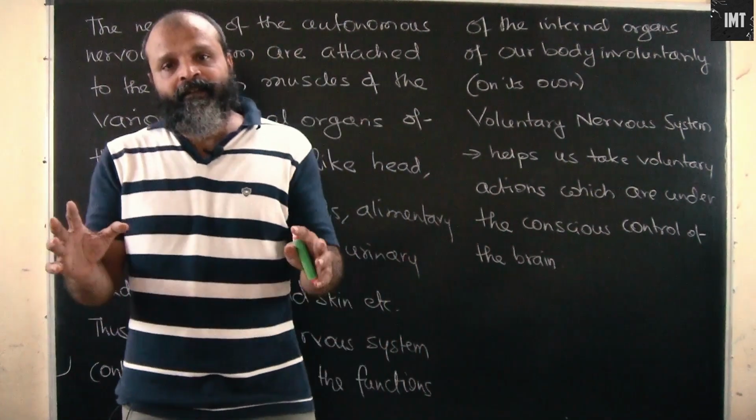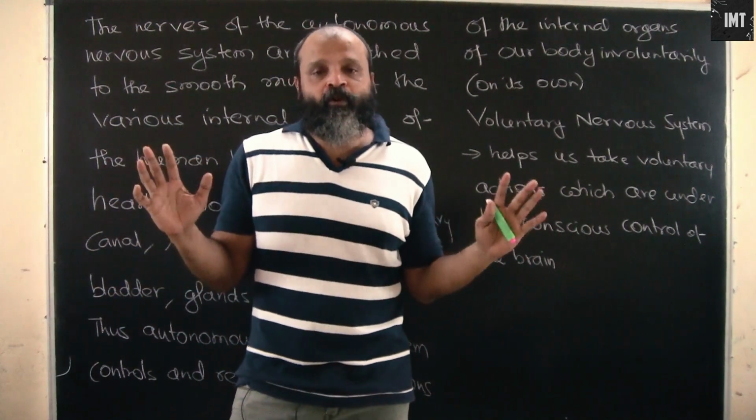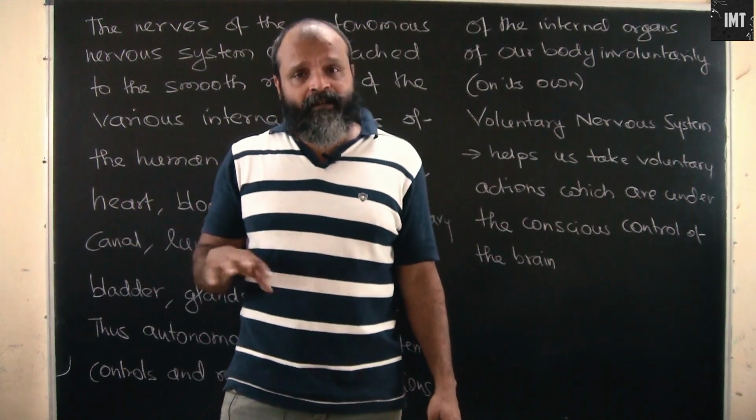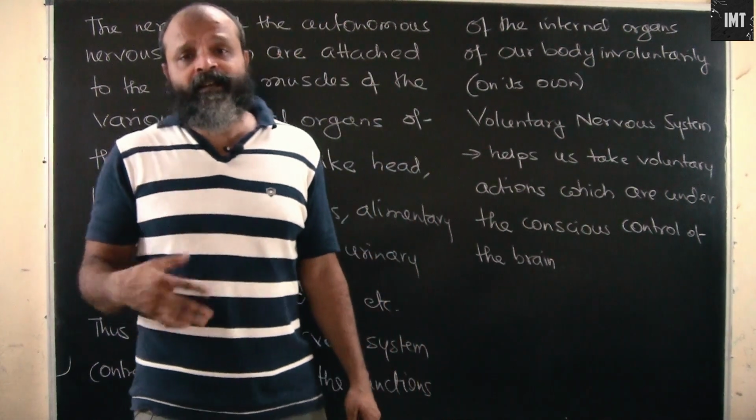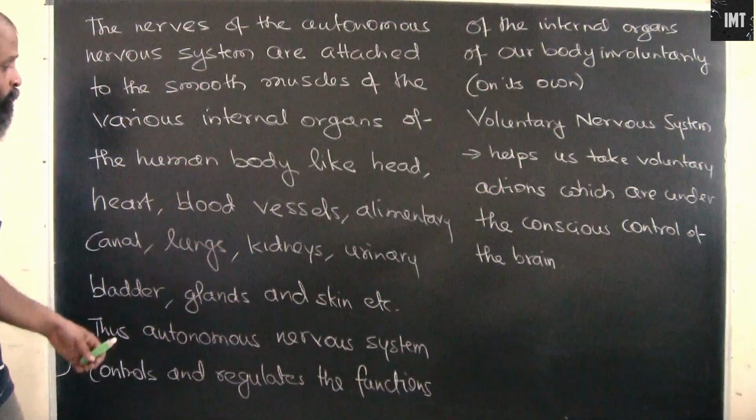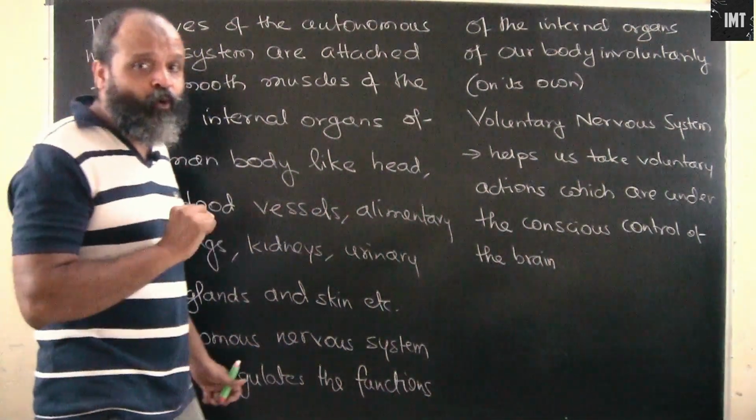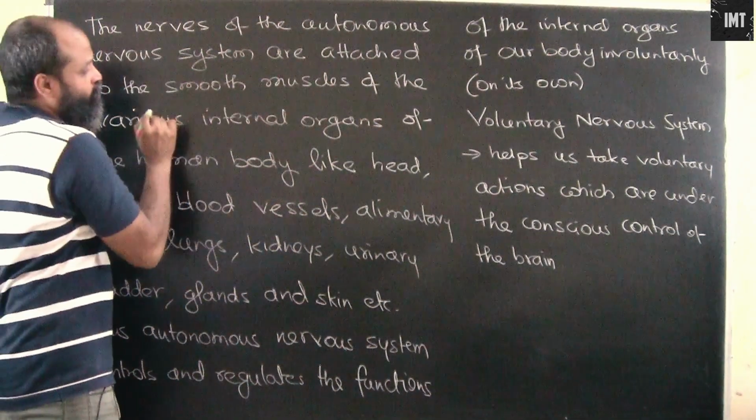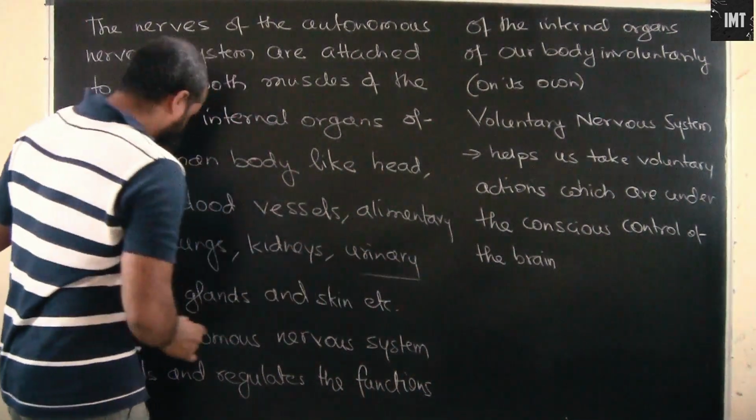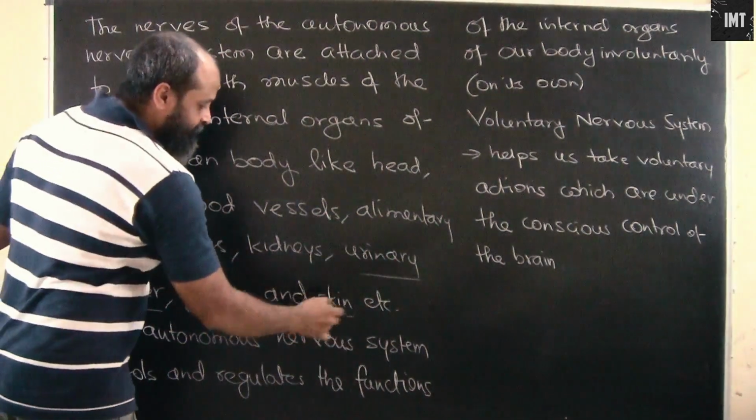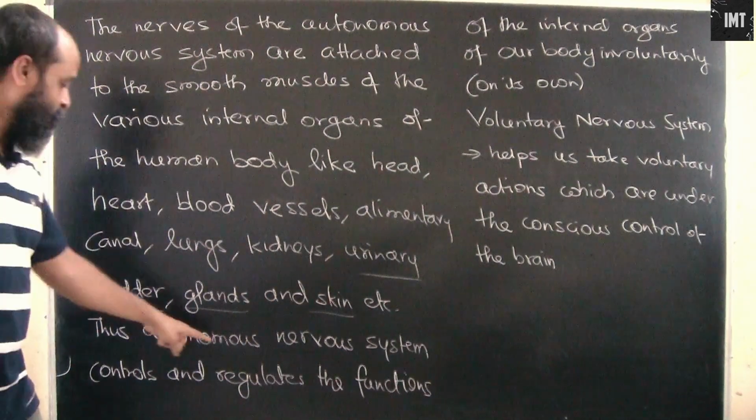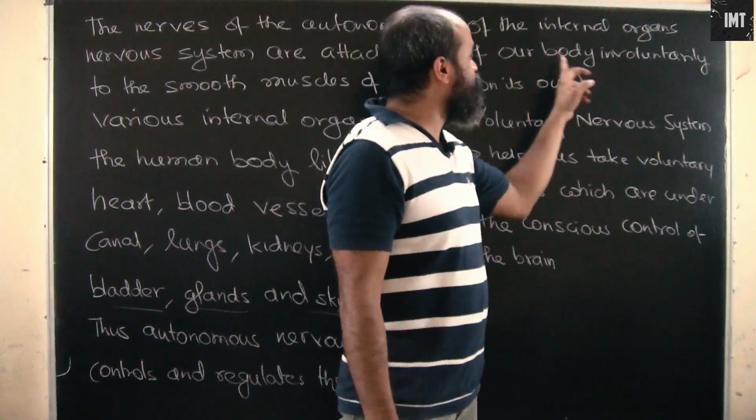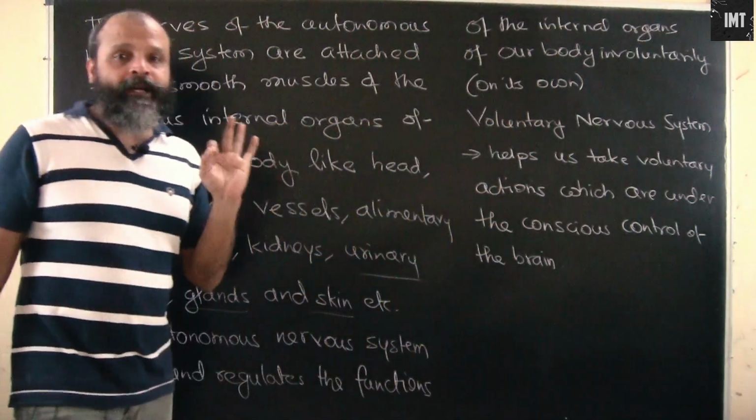Even when we are sleeping, absolute sleep mode, then also our kidneys are functioning, the brain is functioning, the circulatory system is doing its own work, the respiratory system, the lungs are functioning. So all these are functioning on their own. They are not operated by our own conscious will. It is an autonomous process, an automatic process. Okay, urinary bladder, glands and skin, etc., all these are controlled by the autonomous nervous system. The autonomous nervous system controls and regulates the functions of the internal organs of our body involuntarily on its own.